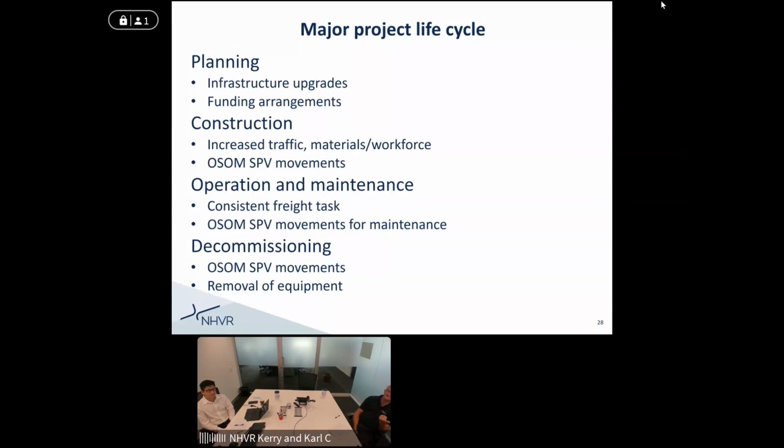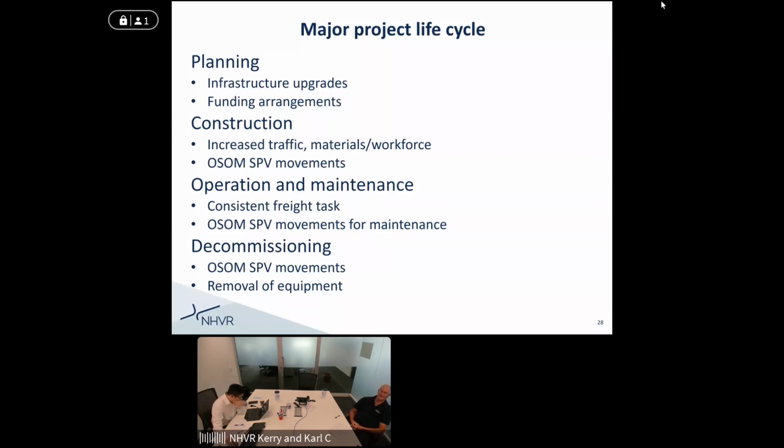The next thing is construction. So there'll be increased traffic to the site. Materials and the workforce are going to come in and out, and you'll probably have a lot of oversize, overmass, and special purpose vehicle movements. So they've got to be considered. There are plenty of times they're going to build something and you can't access it with the vehicles you need to actually build the thing. So it's just getting you to think ahead with any major developments that are going on within your area.